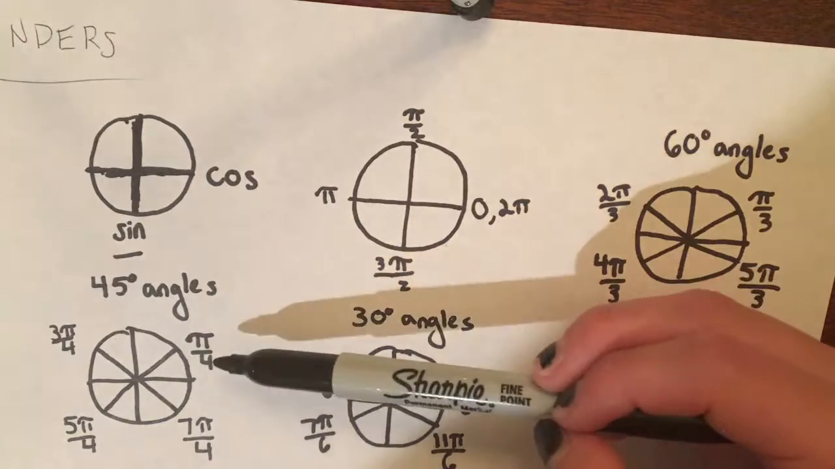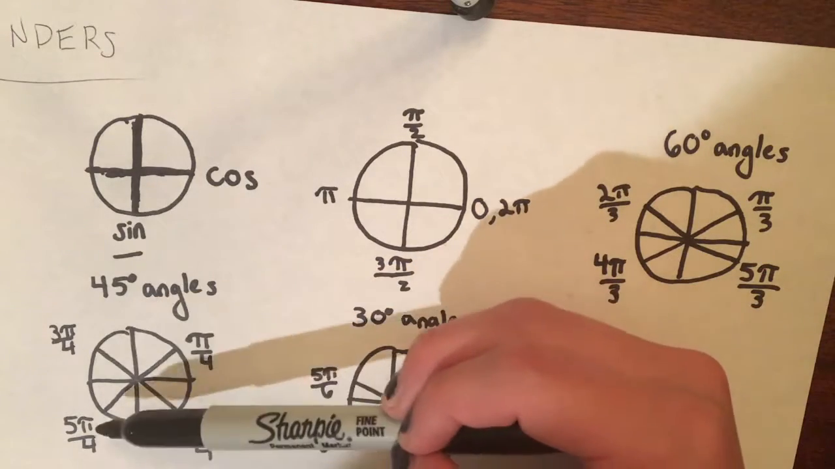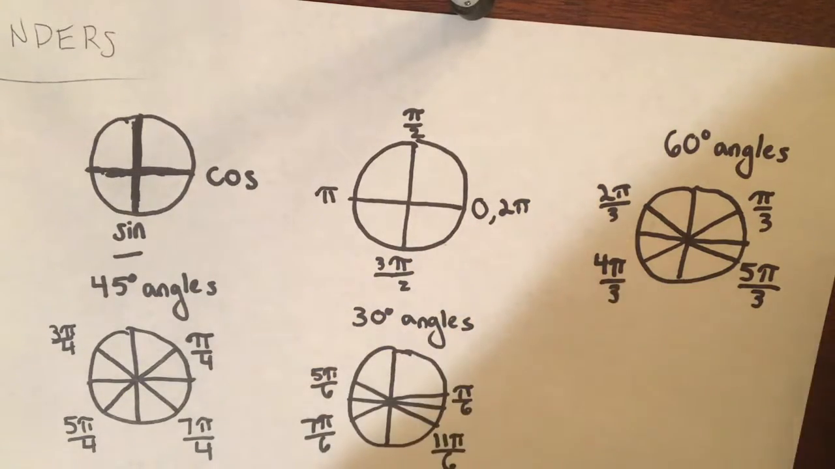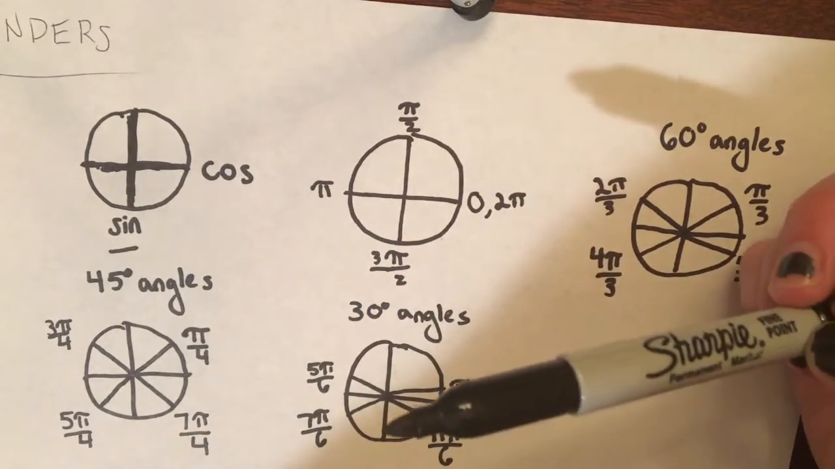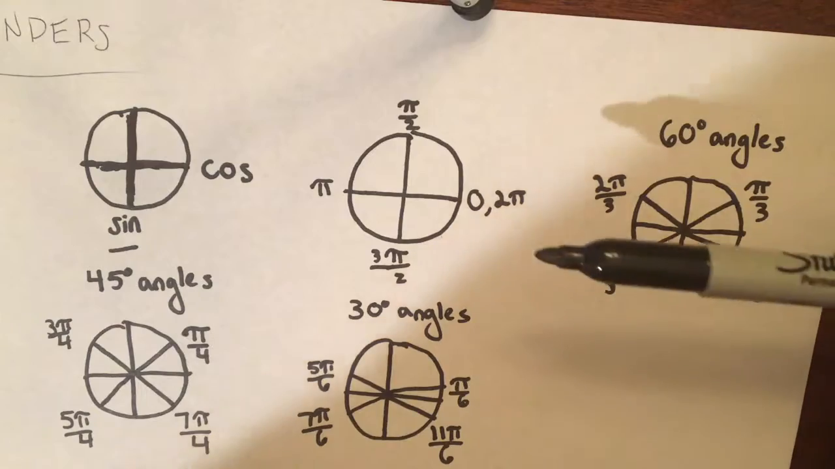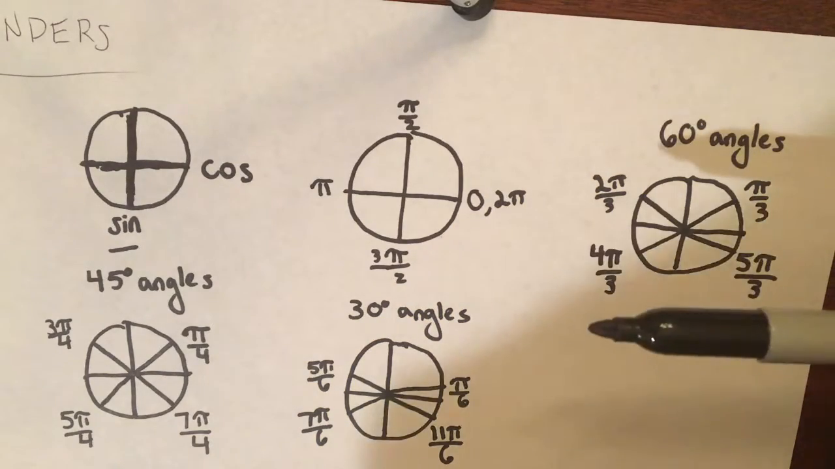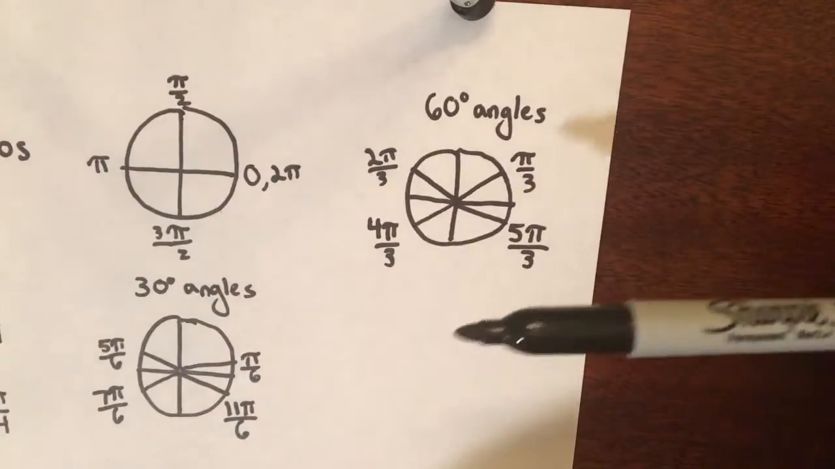Here are the 4's, pi over 4, 3 pi over 4, 5 pi over 4, 7 pi over 4. And the angles for these will be 45-degree angles. And again, they should have covered this in the last ditto. This is just a review.